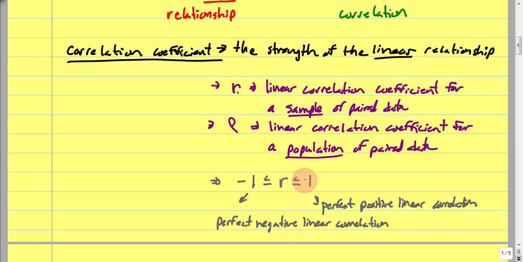So we could have like 0.95, which would be a strong linear correlation coefficient that's positive. We could have 0.2, which is a very weak positive linear correlation coefficient. And then, of course, we'd have 0 right in the middle. And 0 in the middle would mean there's absolutely no linear correlation between the variables.